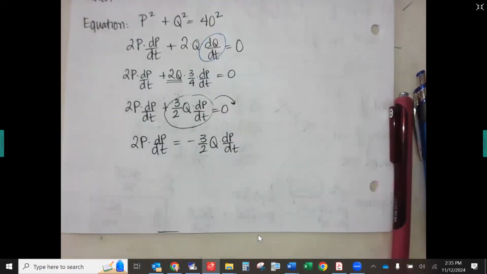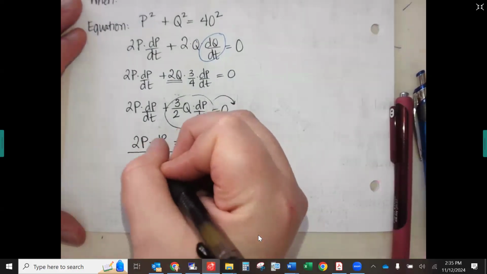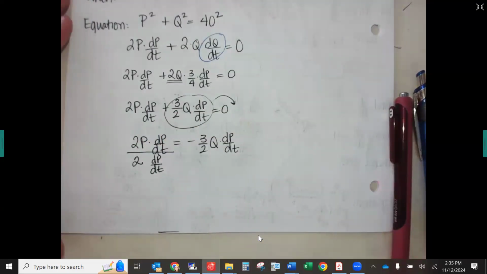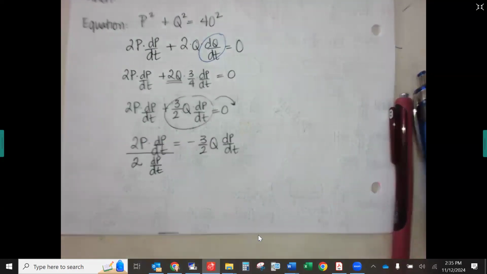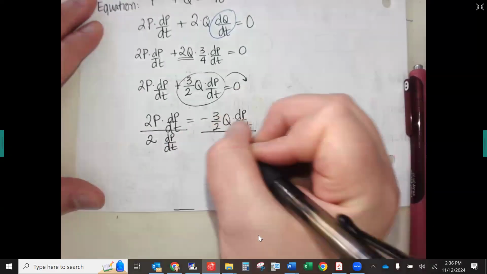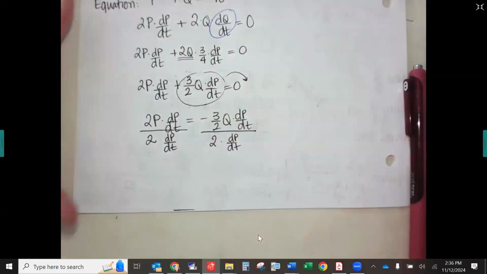Good so far? Okay, then we want to get p by itself. What do we need to divide by? dp/dt and 2, because remember, we want p to be alone. So we're going to divide the 2 and the dp/dt off both sides. What is going to cancel on both sides? dp/dt is now gone from the equation.